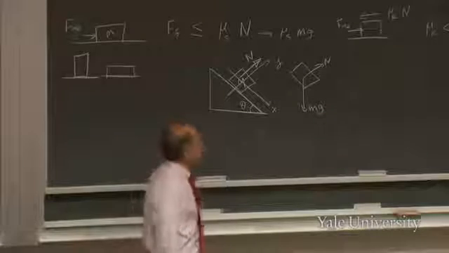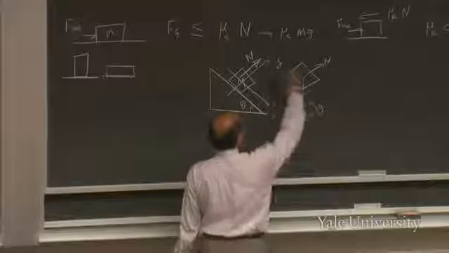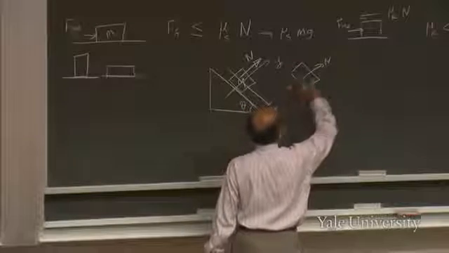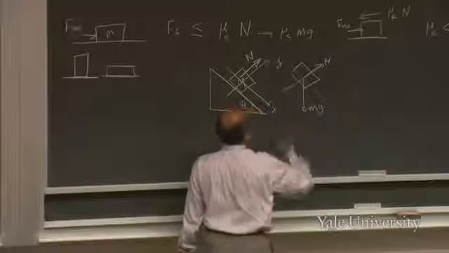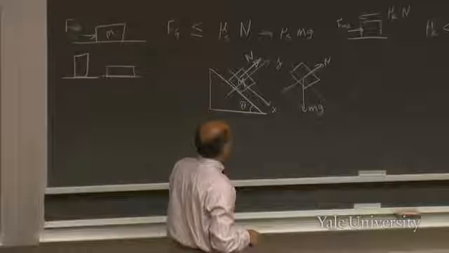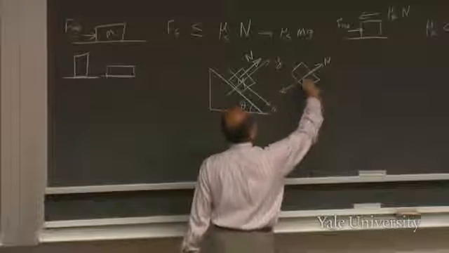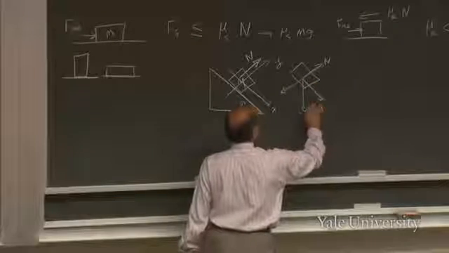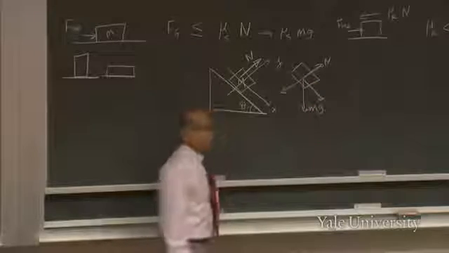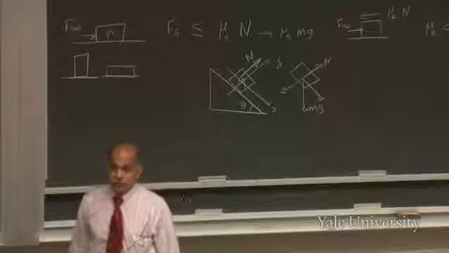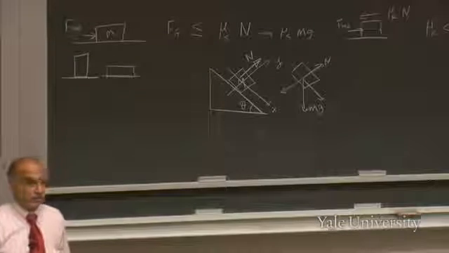So what we want to do then, since my axes are in this direction, I have to take this mg and write it as the sum of two vectors, one which is pointing in this direction and one which is pointing in that direction. So if I add these two arrows, I get mg. That's called resolving the force into some other direction.